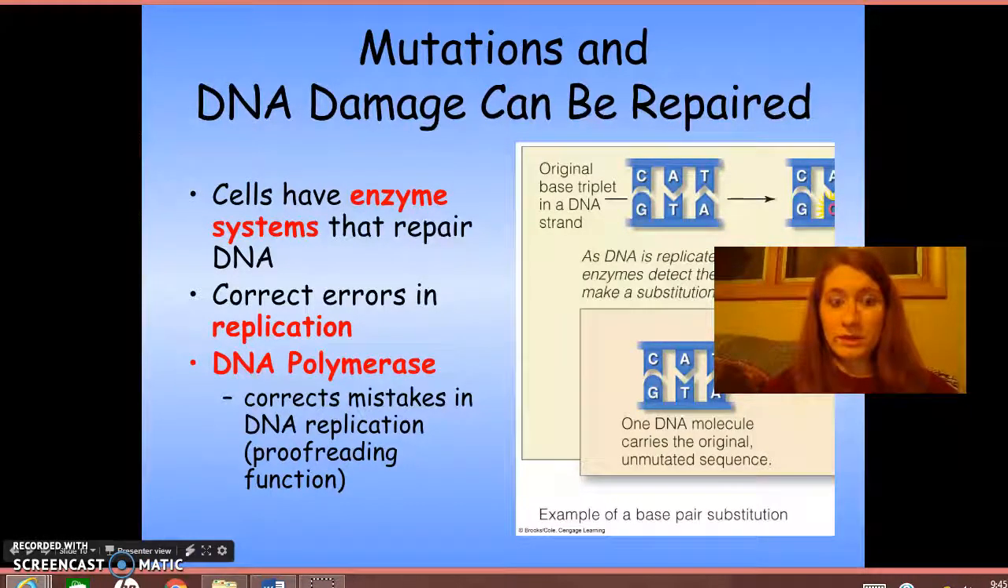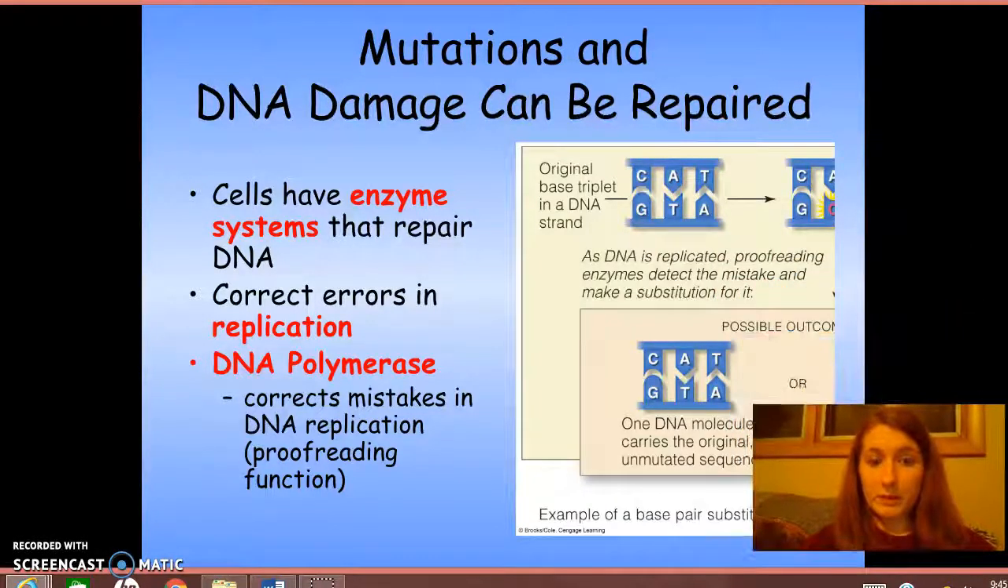So mutations can be repaired by that DNA polymerase we talked about before. If there are errors in the replication, the enzyme can go in there and correct the mistakes, but that does not always happen, which leads to the mutation.